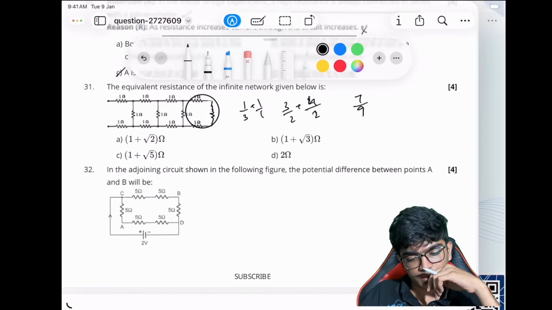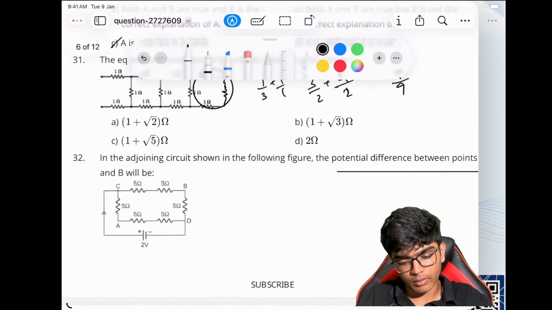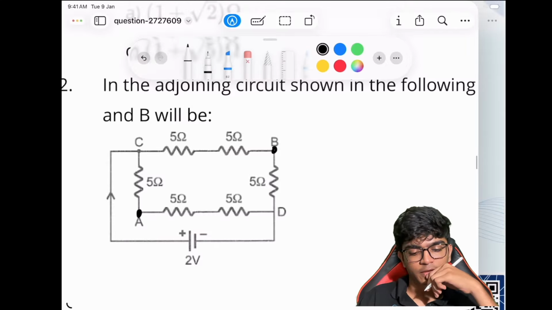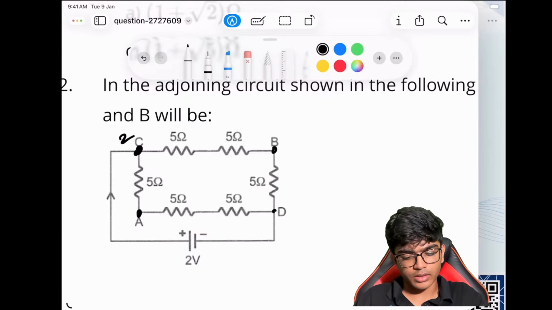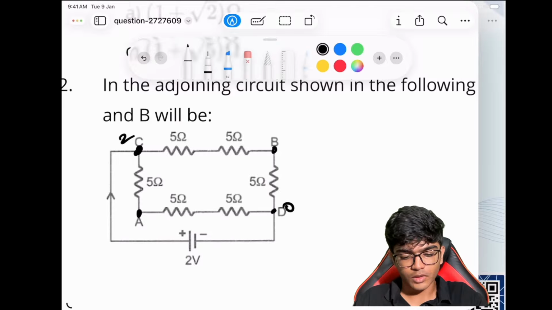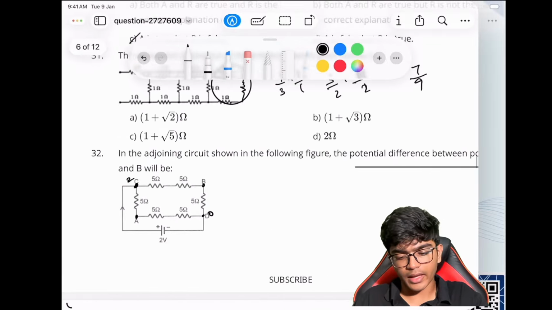Okay, in the adjoining figure, shown in the following circuit, the potential difference between point A and point B will be... they are asking for the potential difference between A and B. Okay, there is 2 volts here. This is 2 volts, this is 0. Okay, the potential difference across C and D is 2. We're supposed to find the potential difference between A and B.